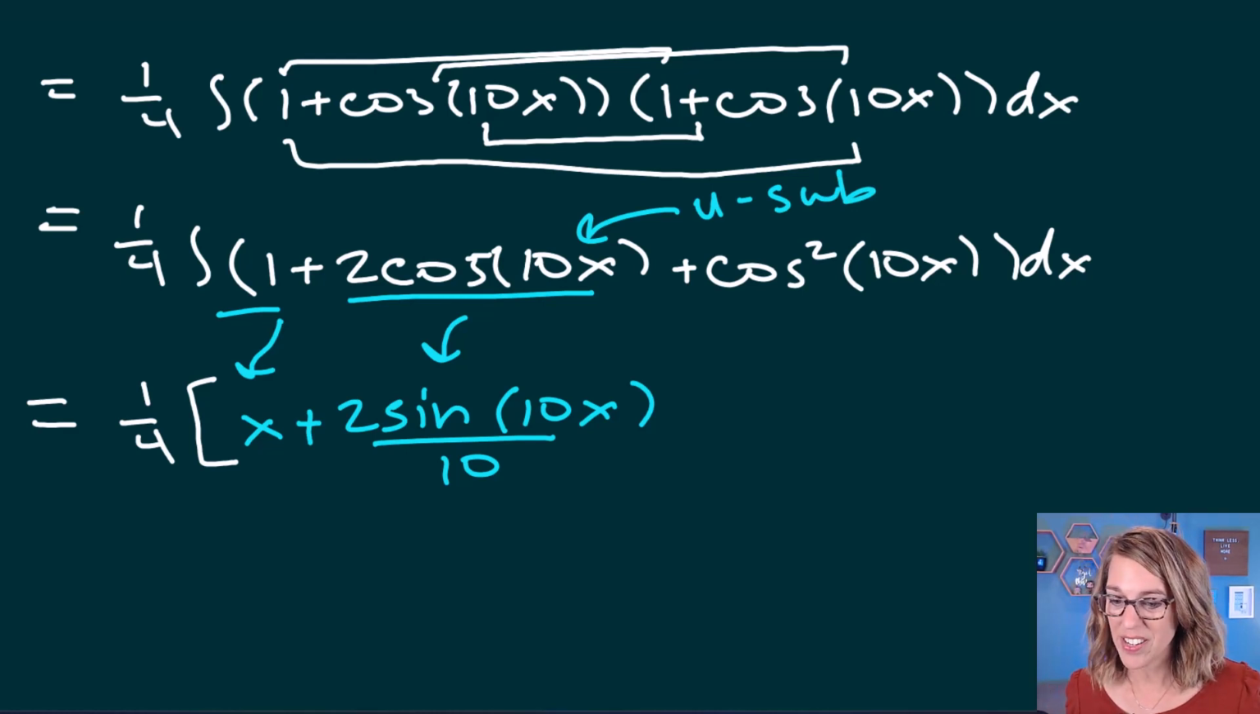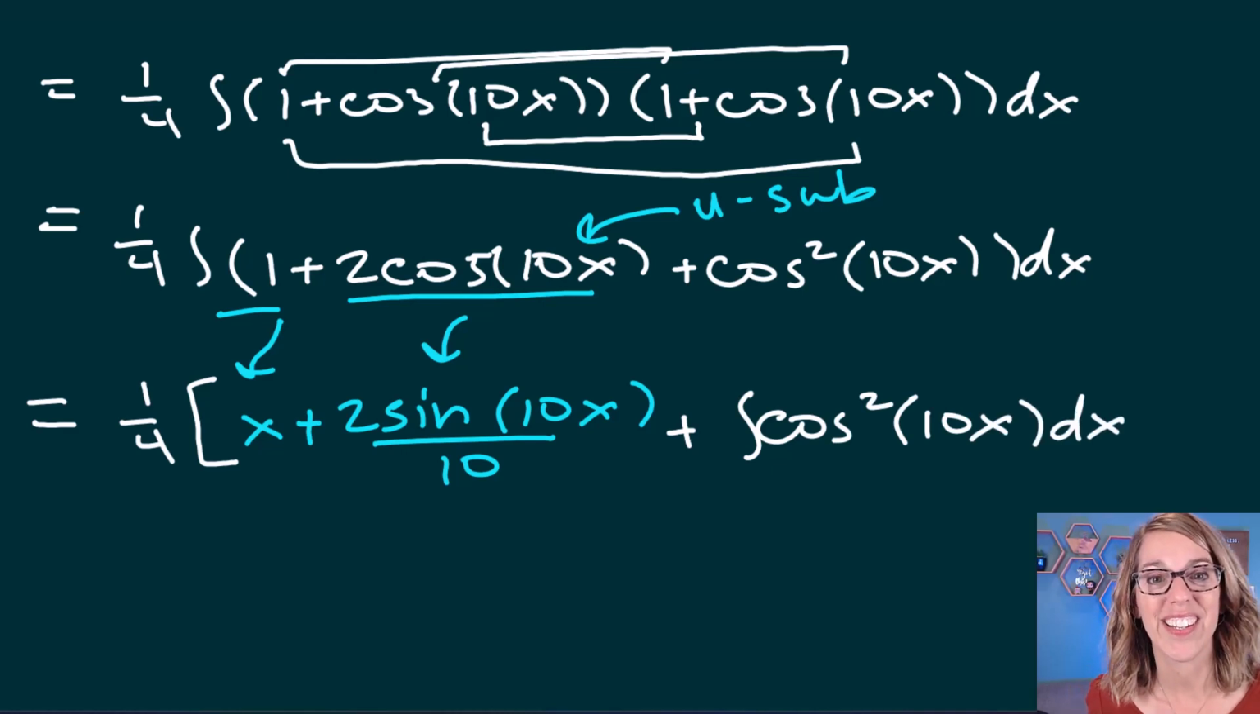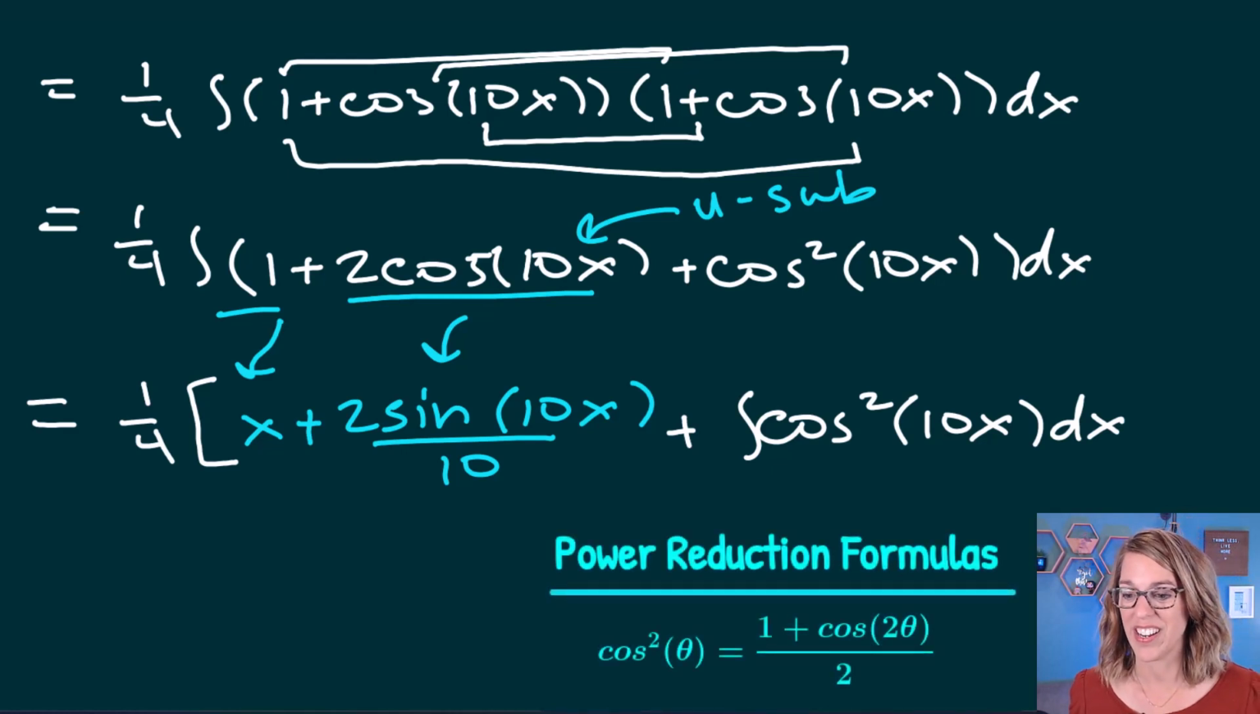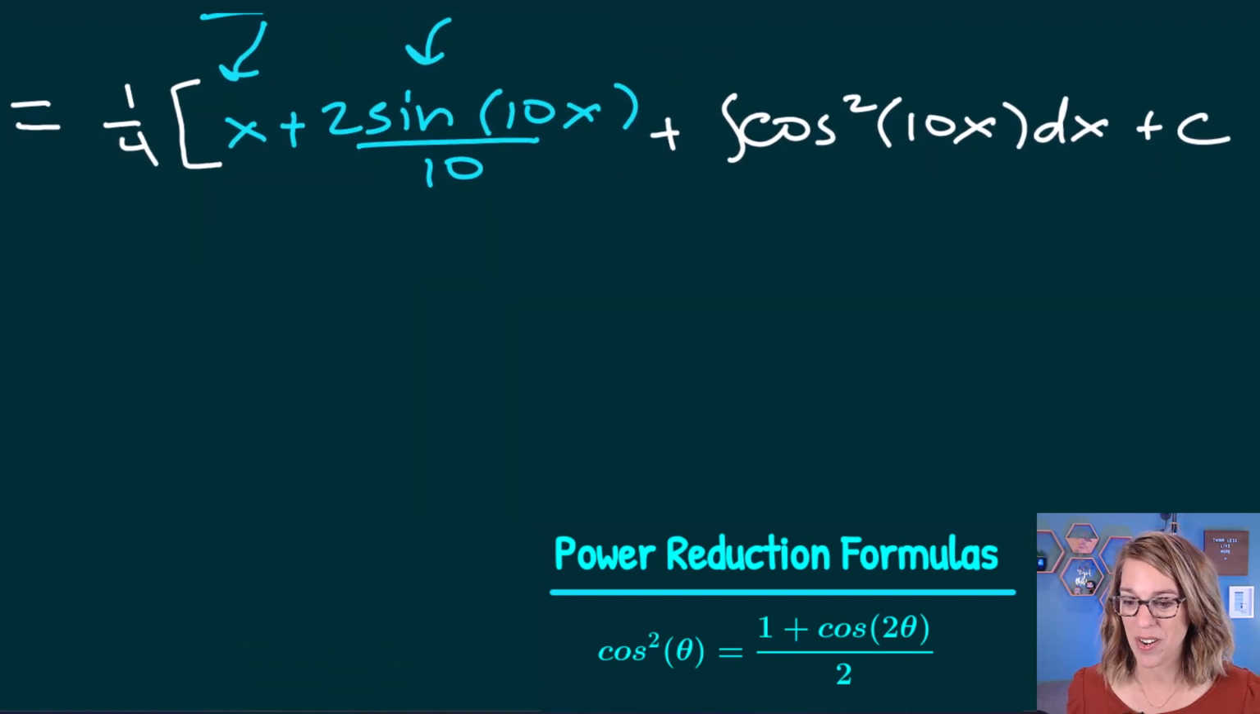And then on the end there, I'm not ready to integrate that. So I'm going to write this as plus the integral of cosine squared 10x dx. That last integral is going to need another power reduction. Now there is a plus C floating around. I'm just going to hopefully remember to put that in at the very end. Let's move this up. I'm also going to multiply our 1/4 through, otherwise I just know I'm going to forget it somewhere along the way.